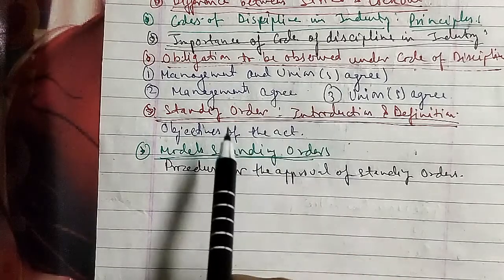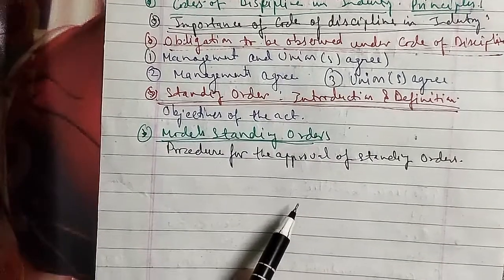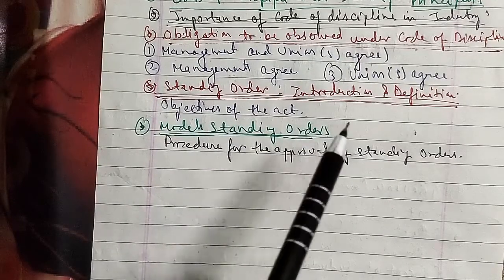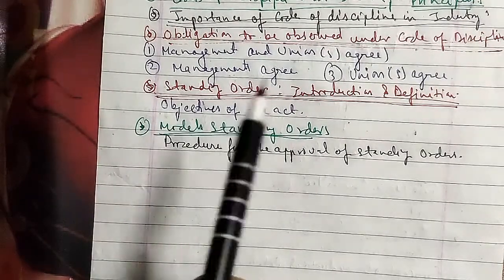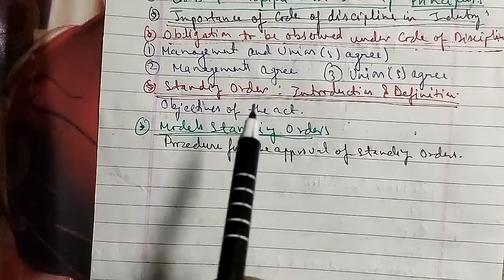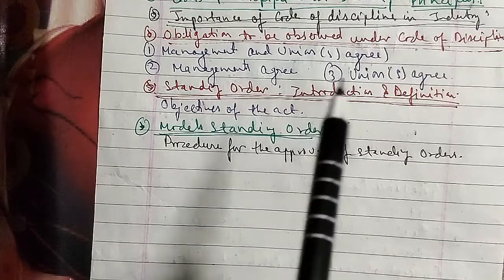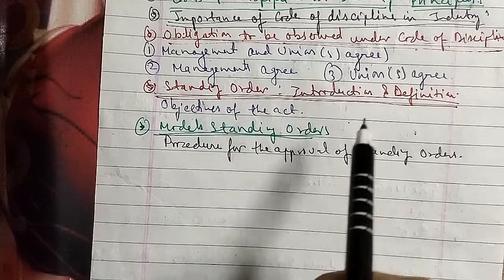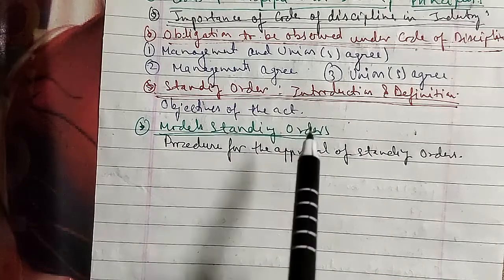We'll talk about the procedure for the submission of draft standing orders. It must be done within 6 months from the date on which this Act becomes applicable to the industrial establishment, and the employer should submit to the certifying officer 5 copies of the draft standing orders proposed by him.